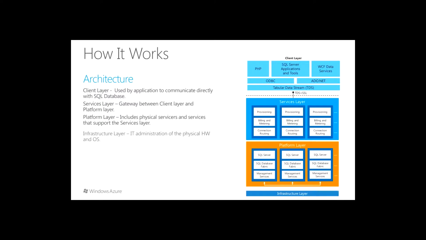And then underneath that, you actually have the physical infrastructure layer, right? The physical hardware and operating systems underneath that. So really, this stack is very similar to what we see on-premise. The difference is the services layer, which handles our provisioning and connection routing and things like that, right? So again, there is physical hardware on the back end, but we're not connecting to a physical database through our connections, right? We're going through the services layer, through a TDS connection, right?